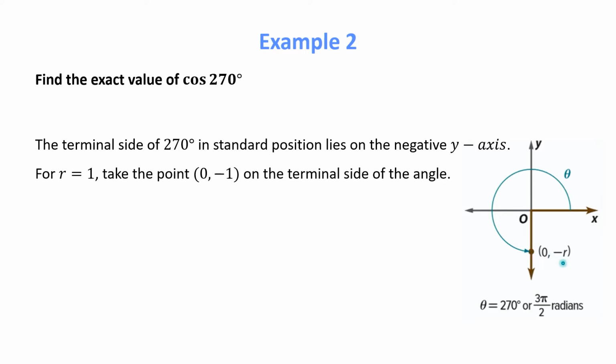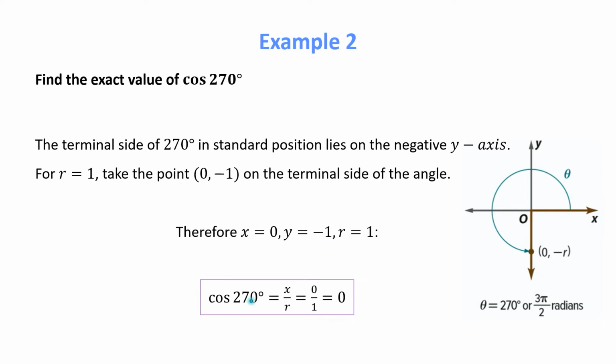So r in this example will be 1. So 0, minus 1 will be the point. So therefore, x equals 0, y equals minus 1, and r equals 1, because this is what we have taken for simplicity. So cos of 270 degrees will equal x divided by r. Of course, x is 0, r is 1. 0 divided by 1 equals 0. So cos 270 equals 0.